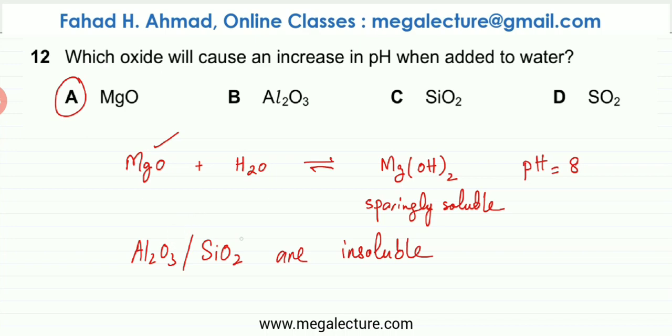Now both aluminium oxide and SiO2 are completely insoluble. They don't dissolve in water. If they're not going to dissolve in water, they're not going to produce any sort of ion in water. So the pH of water is not going to change. The pH would remain exactly neutral.